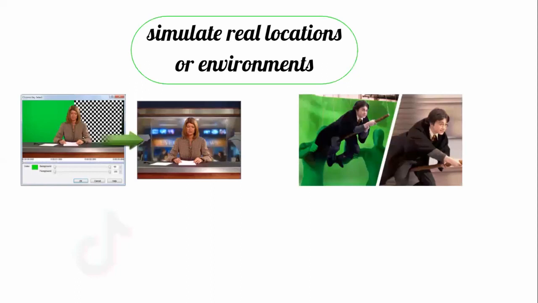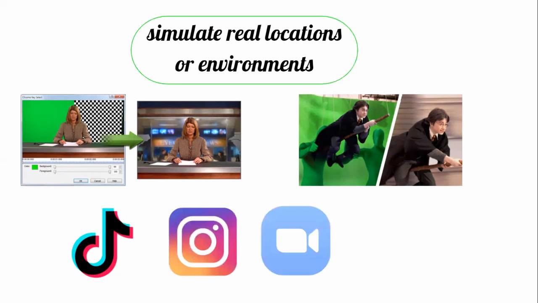And to sum up, green screen is in effect used in many platforms such as television, movies, and apps such as TikTok, Instagram, Zoom, and Meet. This effect allows people to change the background in order to set context for a specific situation.